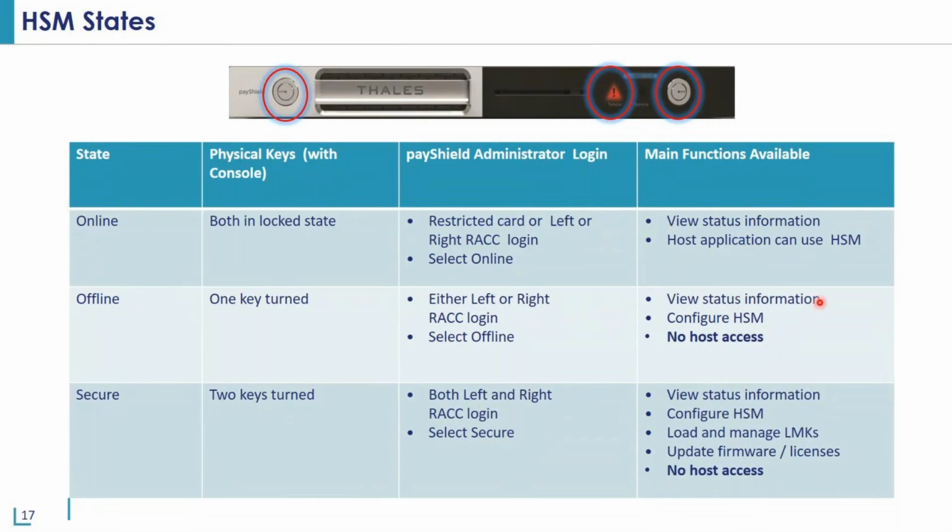In offline, you can view your HSM configuration and you can configure your HSM. There are some tasks which a single administrator can do to configure your HSM, but you do not have any host communication access in the offline state. In secure, you can view configuration, change configuration, install LMKs, and perform firmware and license installation, but again, you will not have any host access in the secure state. So the only state in which your host application can communicate is online.